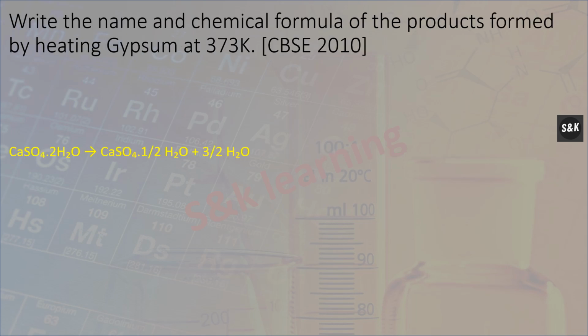Write the name and chemical formula of the product formed by heating gypsum at 373 Kelvin. So CaSO4.2H2O forms CaSO4.½H2O plus 3/2 H2O. That is plaster of Paris.